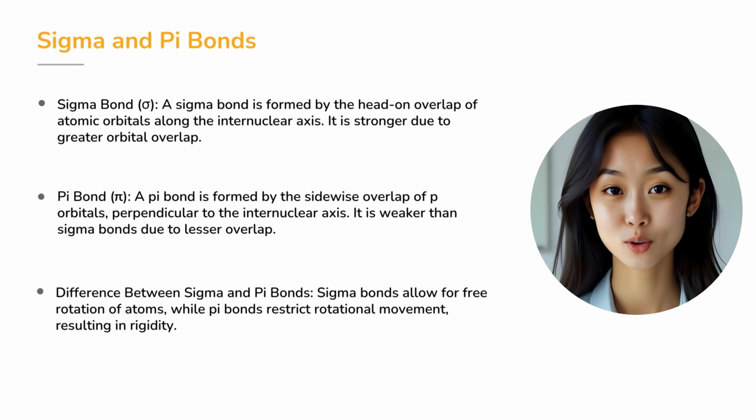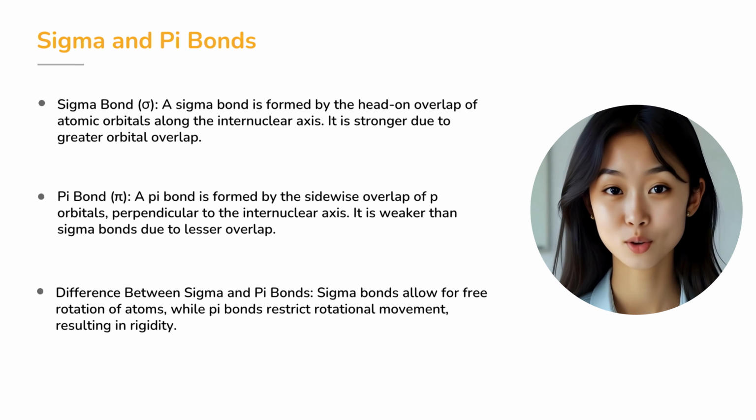Next, let's break down the two types of covalent bonds: sigma bonds and pi bonds. Sigma bonds are the most common and strongest type of covalent bond. They form when atomic orbitals overlap end-to-end along the internuclear axis. That's the line connecting the nuclei of the two atoms. Imagine two 1s orbitals coming together. This end-to-end overlap results in a sigma bond.